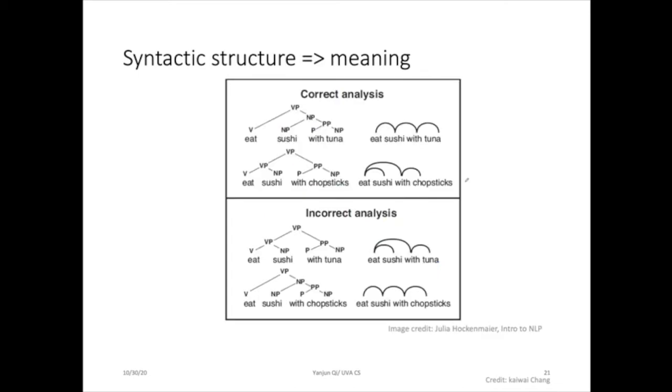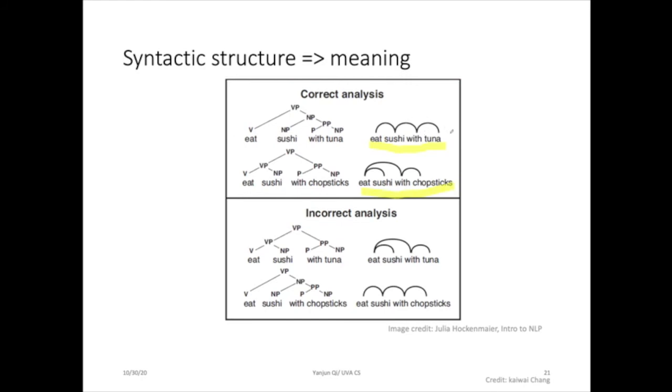But there are different ways to build parse trees. It's difficult and easy to make mistakes. So let's, for example, look at this: this is "eat sushi with tuna," and this is "eat sushi with chopsticks."